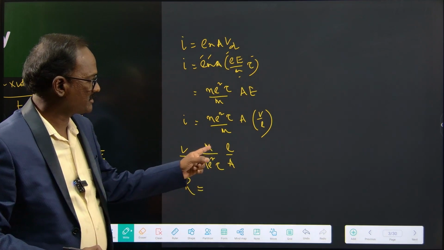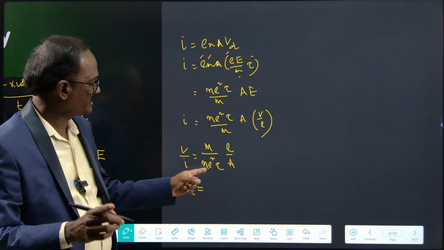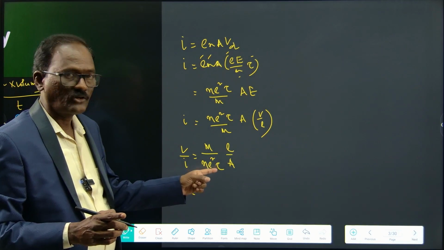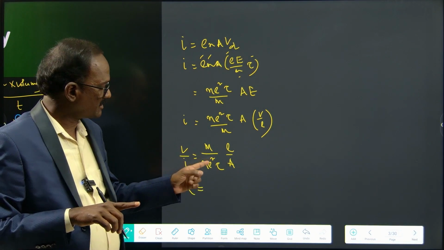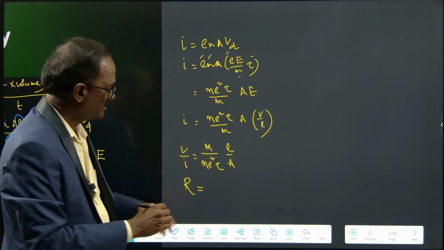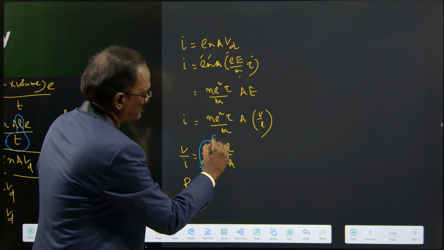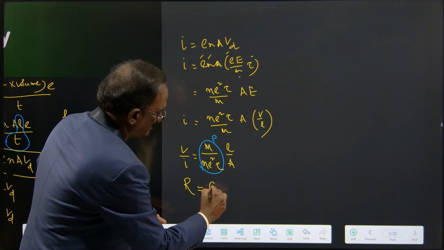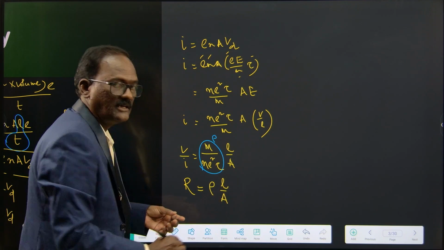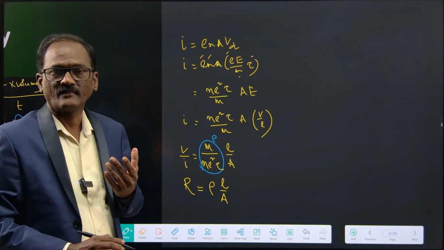This is one constant: mass of electron. This is free electron density. e is charge, tau is relaxation time. If you keep the temperature constant, tau will become constant, right? So this will be another constant, rho. R is equal to rho L by A, the resistance of the material, right?